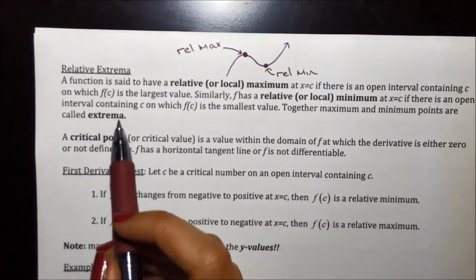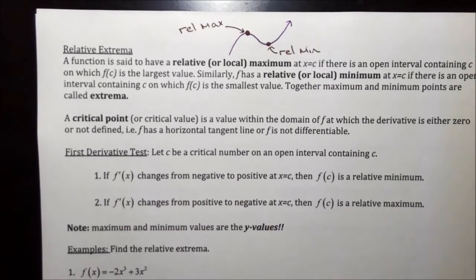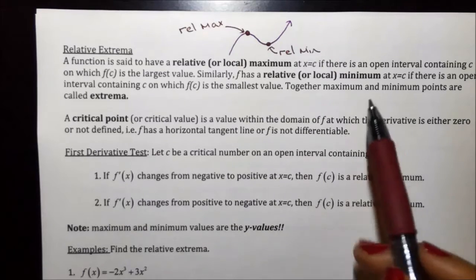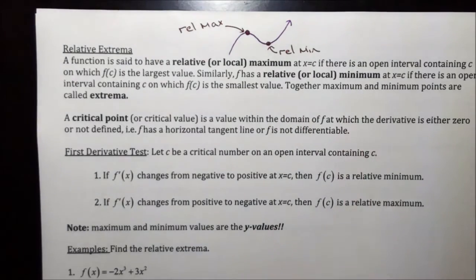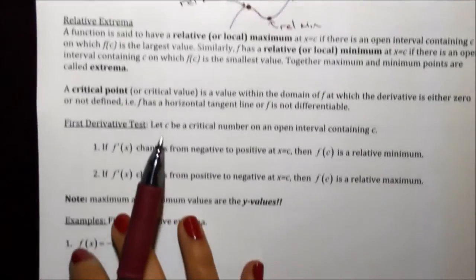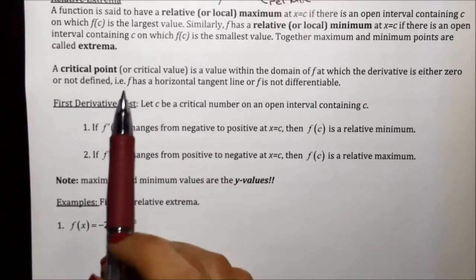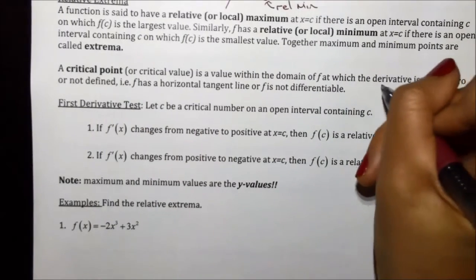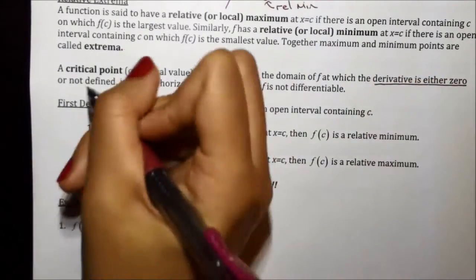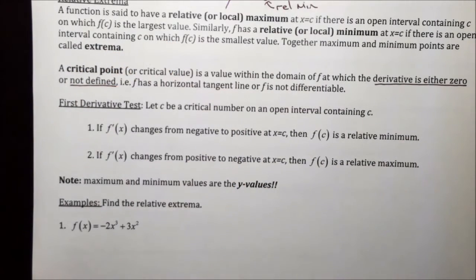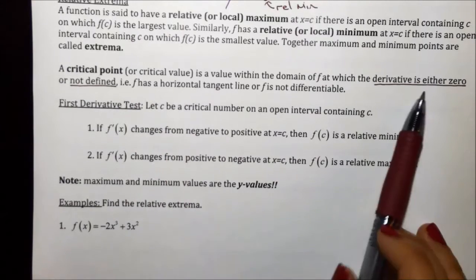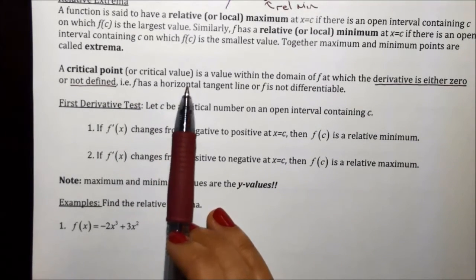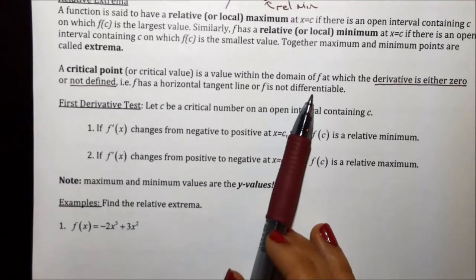Both of these are called extrema. So sometimes they say find the relative extrema. I think example 1 says find the relative extrema. So if that's the case, then you're looking for both the maximum and the minimum. Now a critical point is going to be any place where the derivative is 0 or undefined. Okay, so if the first derivative equals 0 or undefined, then the original is going to have a horizontal tangent line, or it's going to be not differentiable.